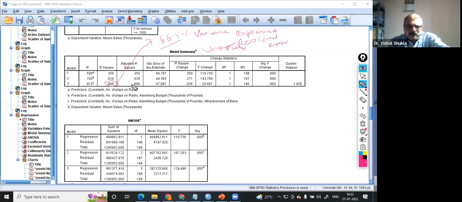Now, there is also adjusted R square. What is this adjusted R square? Any idea? Most of the people are confused whether we should report R square or adjusted R square. So let me make one thing clear: you should report only R square for variance explained. Adjusted R square is used for cross validation of the model.